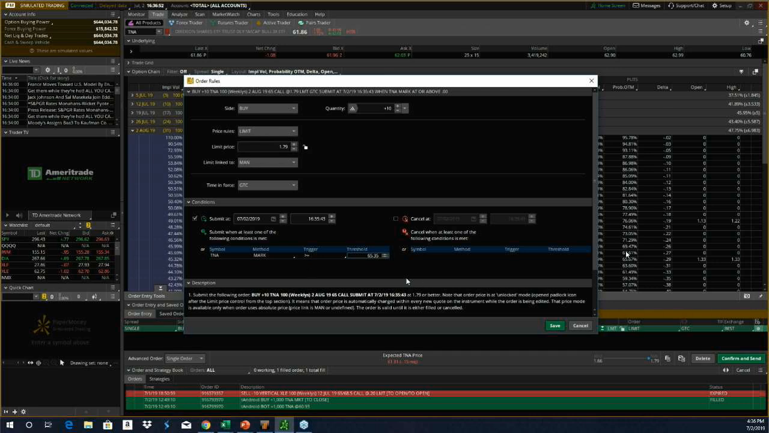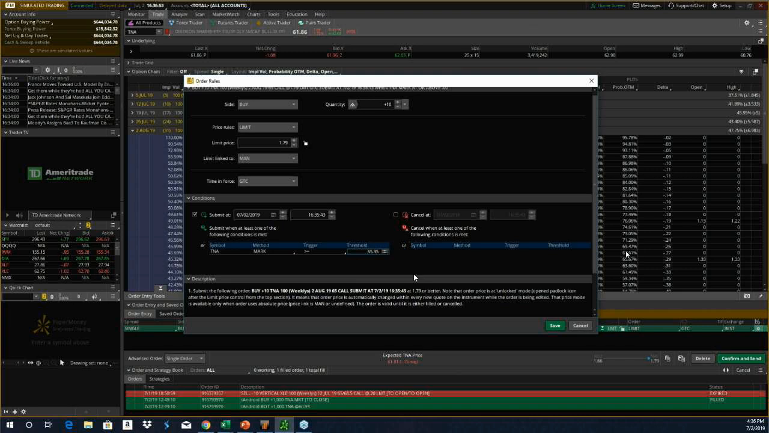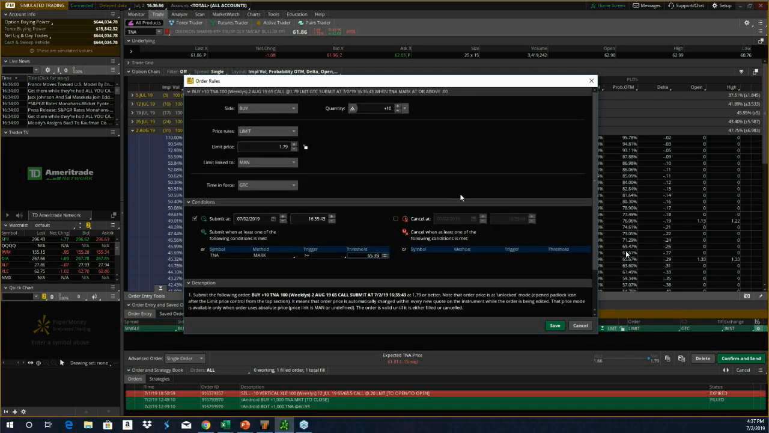Okay. So if you're not using Thinkorswim, this is going to be what's referred to as a conditional order in your trading platform. So when you enter your options order, there will be some way to enter a conditional order in your platform. And you just want to make sure that that condition is that you don't buy the 65 strike call contracts until the TNA is greater than or equal to 65.35.